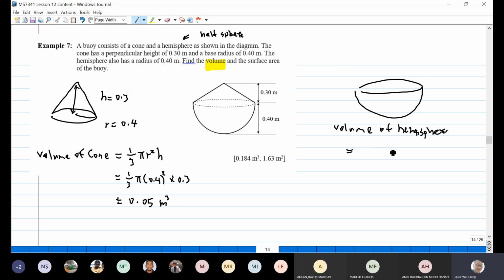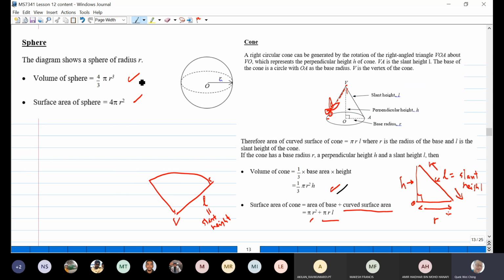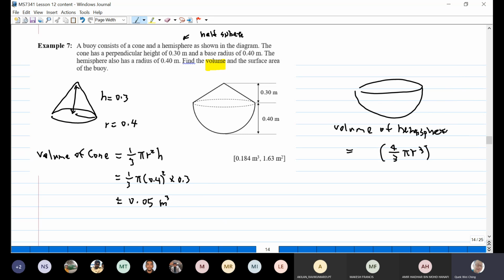Now, volume of a full sphere is 4 over 3 pi r cubed. Okay, full sphere. Volume of a full sphere is this one, 4 over 3 pi r cubed. So we use it, but now this is half of a sphere, so multiply by half here.